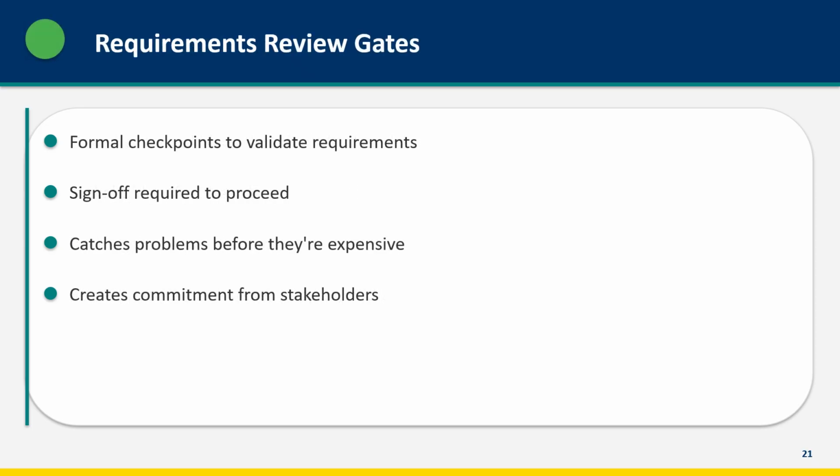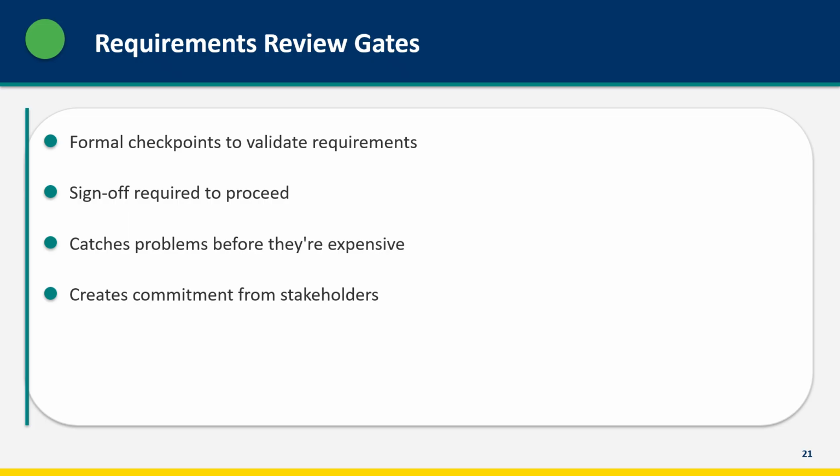Build formal review gates into your project process. These are checkpoints where requirements are validated and signed off before proceeding to the next phase. A requirements review gate might occur before design begins. All stakeholders review the documented requirements and confirm they're complete and correct. Sign-off is required to proceed.